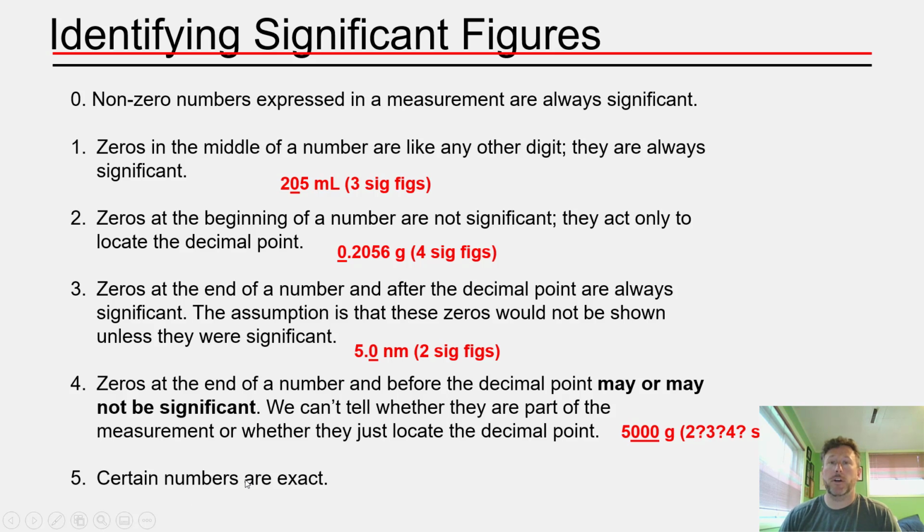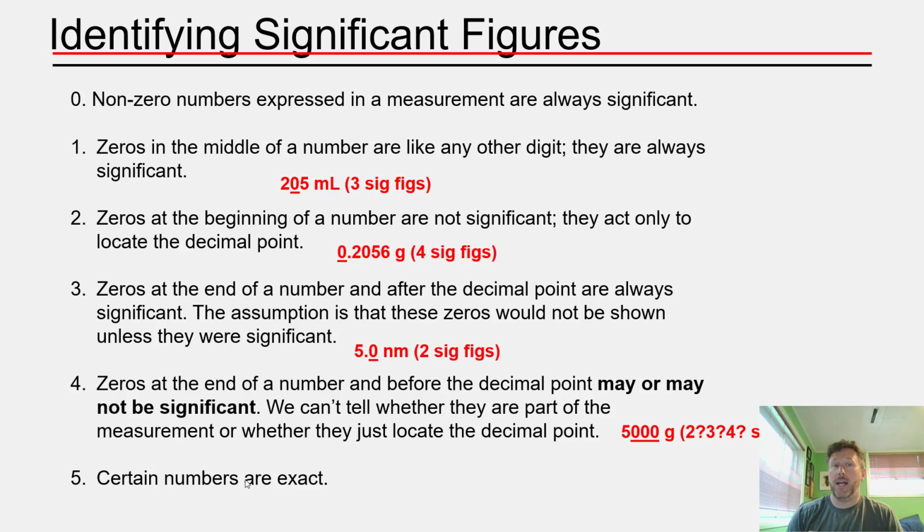Lastly, certain numbers are exact. And what we mean by exact in a scientific context is if I can count something with no actual margin for error about whether I can count it or not. Like I can count number of people in a classroom, or I can count number of dollar bills in my wallet. Those are exact numbers.